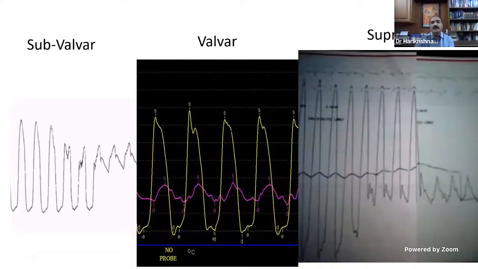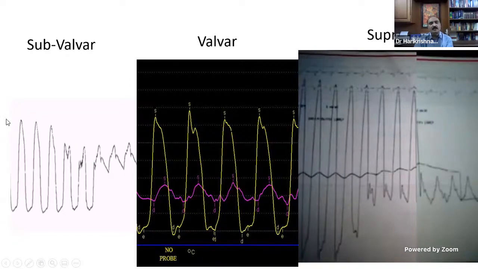So these are the three types of stenosis. One is the subvalvular. You can see that the first two segments are ventricular tracings and the next is aorta. So the gradient is between the two ventricular tracings, both in the ventricle, so that is below the valve. Here the gradient is between the ventricle and the aorta, so the gradient is at the valvular level. Here the pressure difference is between the two arterial tracings, so that is at the supravalvular level. That is how you differentiate.